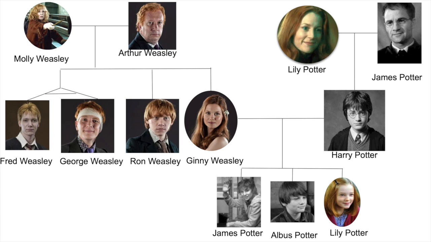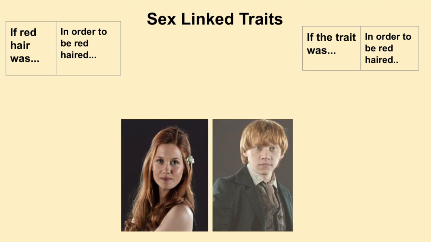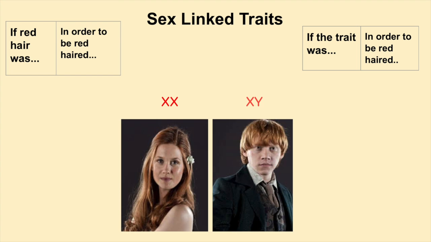In order to make it easier to see, I have grayed the images of those in the pedigree that do not have red hair. So first off, females have 2 X chromosomes, receiving one from their father and one from their mother. Males have an X and a Y chromosome, receiving 1 Y chromosome from their father and 1 X chromosome from their mother. Some genes that encode traits are present on these sex chromosomes.